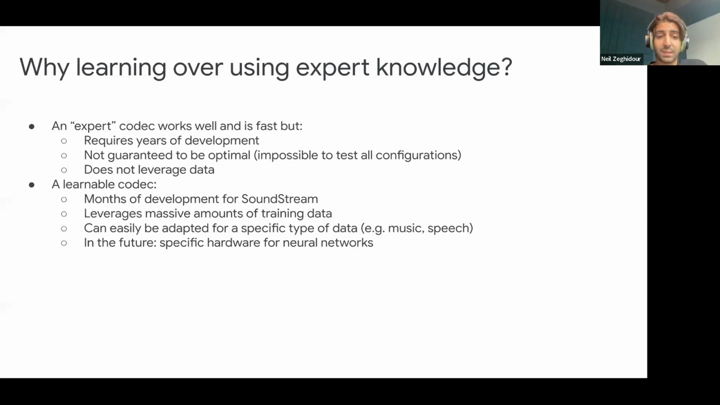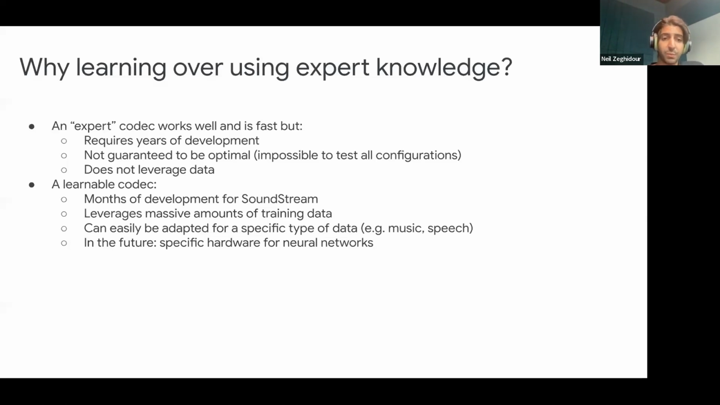Another interesting thing is that since it's a trained system, if you want to bias your system towards a specific kind of data, it's pretty easy, right? So if you train your SoundStream model on a speech data set, you're going to have a speech codec. If you train it on music, you're going to have a music codec. If you train on a mixture of music and speech, you have kind of a universal codec.